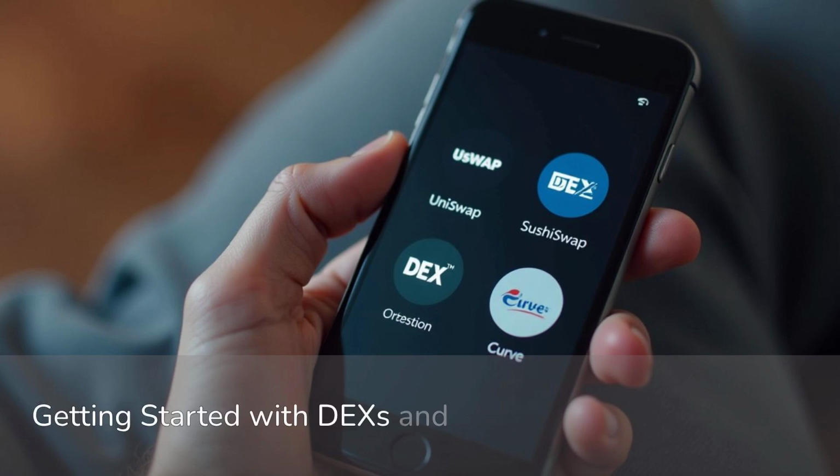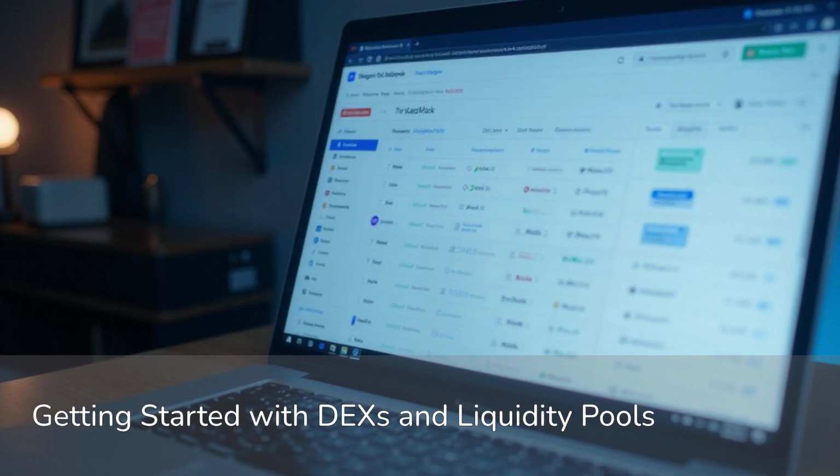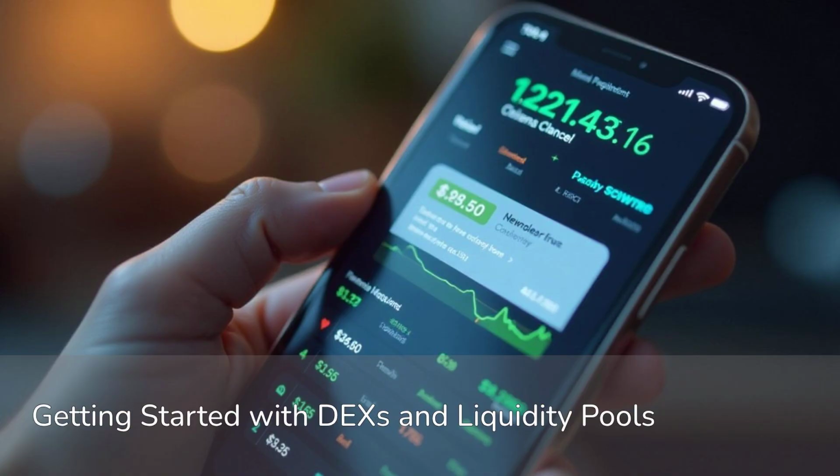So, how do you get started? First, choose a DEX like Uniswap, SushiSwap, or Curve. Then connect your wallet. MetaMask is a common choice. Choose a pool you believe in and deposit equal values of both tokens. Confirm the transaction, and you're in. From that point forward, you'll earn a cut of every trade made in the pool.